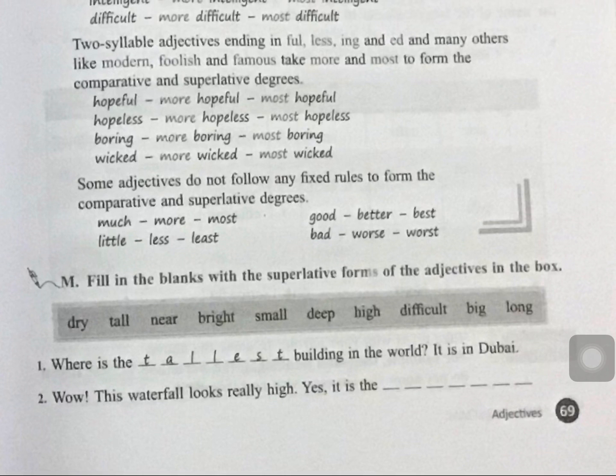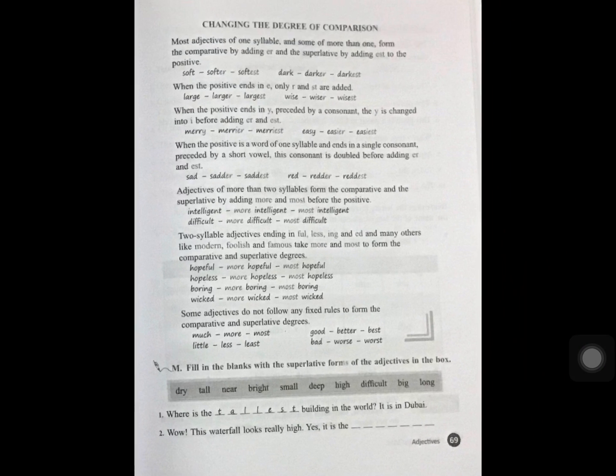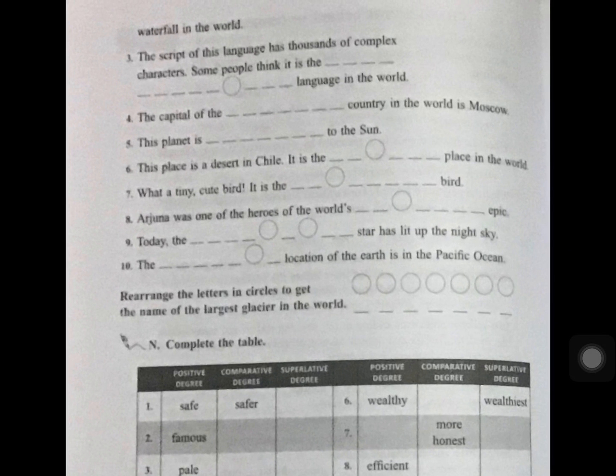Now see here, fill in the blanks with the superlative forms of the adjectives in the box. So you have to fill in the blanks with the superlative forms of the adjectives. Now you go through, children, they have mentioned very clearly you have to use only the superlative form. Go through these rules and regulations to answer the questions given in Exercise M correctly without mistakes. And see here, after completing the blanks in the exercise, at last rearrange the letters in the circles to get the name of the largest glacier in the world. Here if you observe, in all the blanks, they have circled one letter.